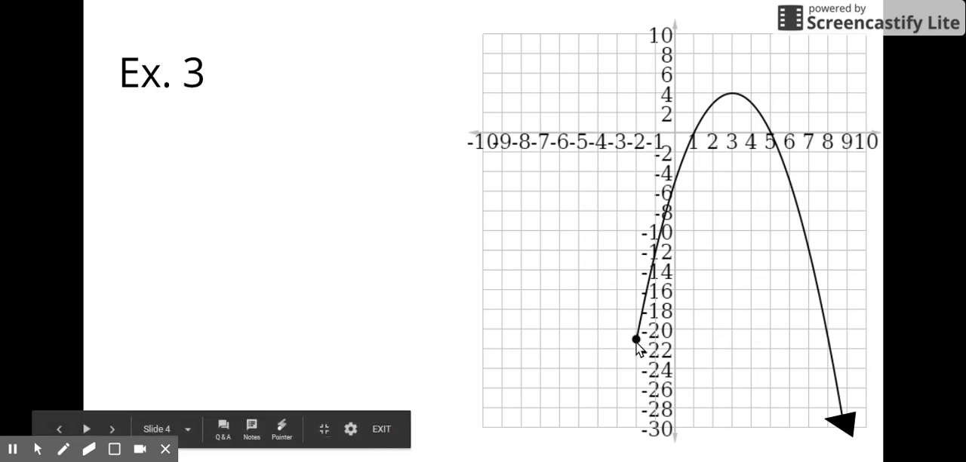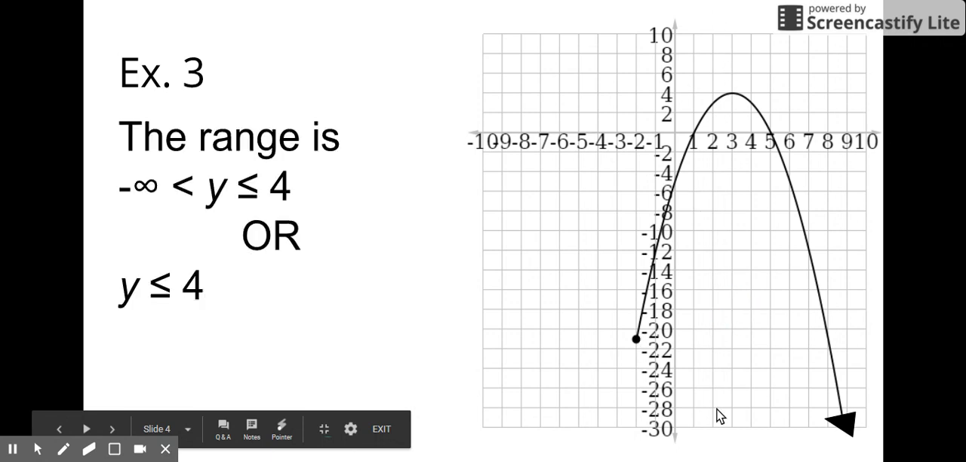With this example, we noticed that the domain was restricted because of this, but for the range, it goes up to 4 and down. Notice that right here, yeah, it goes to, let's see, -2, but if you look at this part of the graph, it just keeps going down. So it's going to include all these negative y values down here, and it's not going to stop just because this part of the graph doesn't extend. So we can write the range is from -infinity less than y, less than or equal to 4, or you can just say, hey, it's from 4 down.